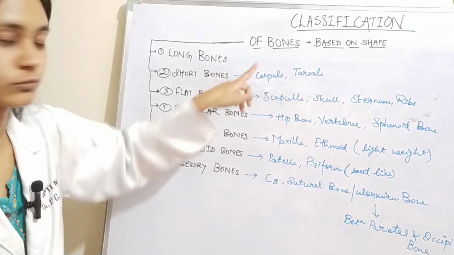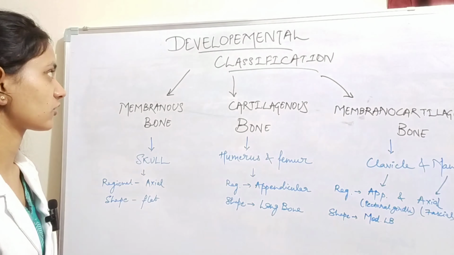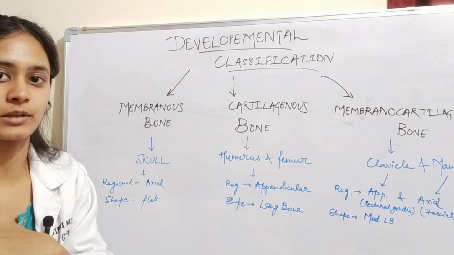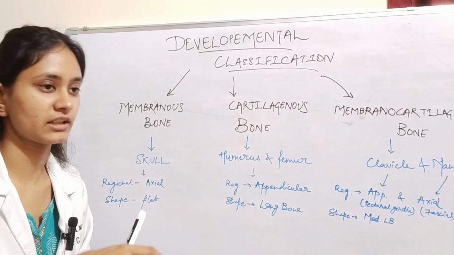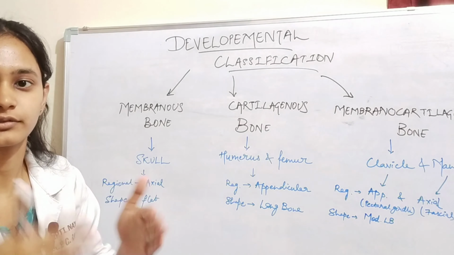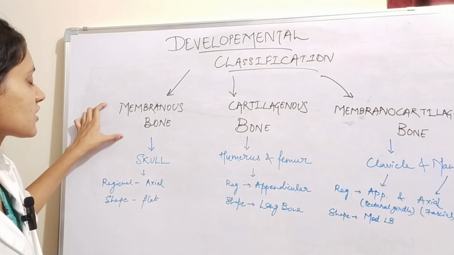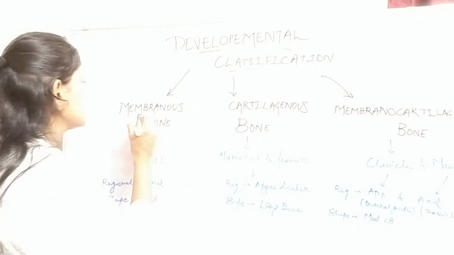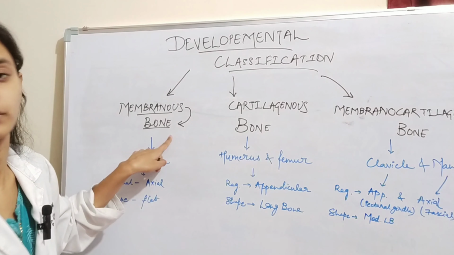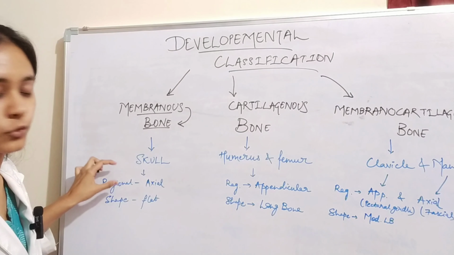We have three kinds of long bones that we discussed. About regional classification and classification based on shape, now we have developmental classification. That is, how a bone develops: whether it is first a membrane and then forms a bone, or if it is a cartilage, then it converts into bone with growing age. We will study that here. Developmental classification: membranous bone, for example the skull. Membranous bone is first a membrane and then forms into a bone. So here the example is the skull. The skull used to be a membrane first and then bone.